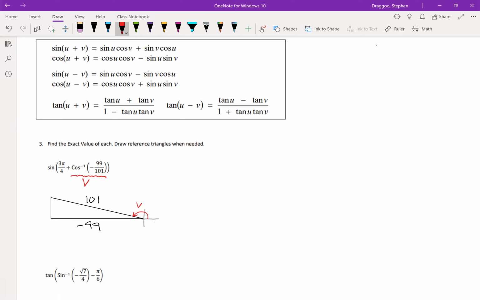So that means that if I take the sine of 3 pi over 4 plus cosine inverse of negative 99 over 101, I can just use the sine summation formula. It says this should come out to the sine of 3 pi over 4 times the cosine of V, so we'll just call that angle V, plus the sine of V times the cosine of 3 pi over 4.